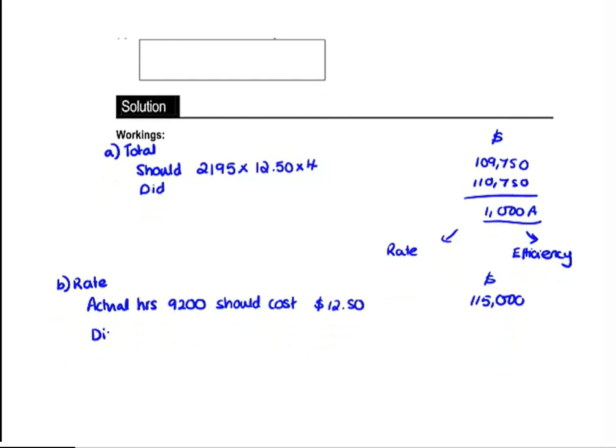What did it cost? Well, for those number of hours, it was 110,750. So you can see then that we've got a favourable variance because we've spent less, and when we calculate that, we can see that that's a favourable variance of $4,250.